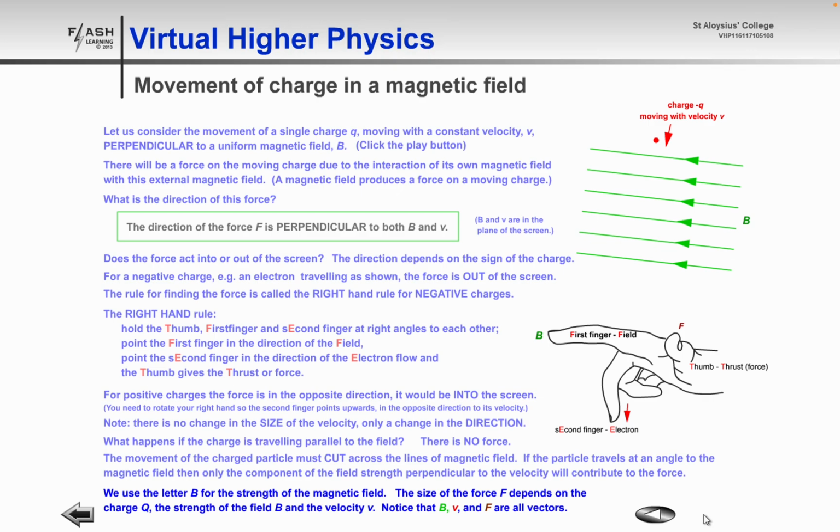And we use the letter B for the strength of the magnetic field, and the size of the force F depends on the charge Q, strength of the field B, and the velocity V. F, B and V are all vectors. And the unit of the magnetic field strength is Tesla, although 1 Tesla in reality would be very strong. But we'll not do any numerical calculations involving that.